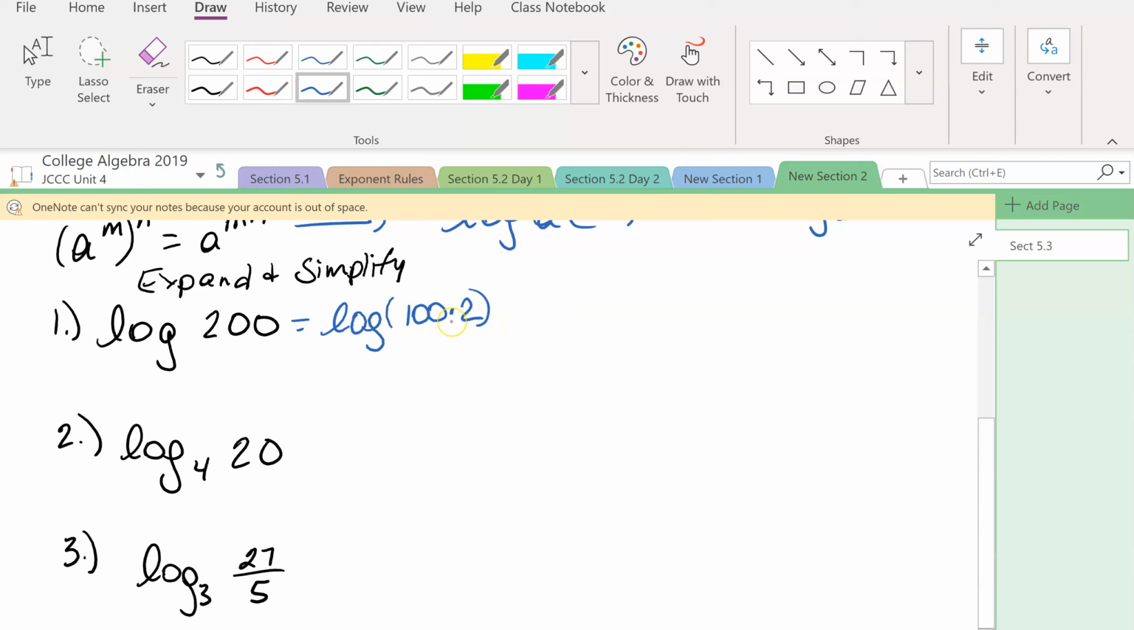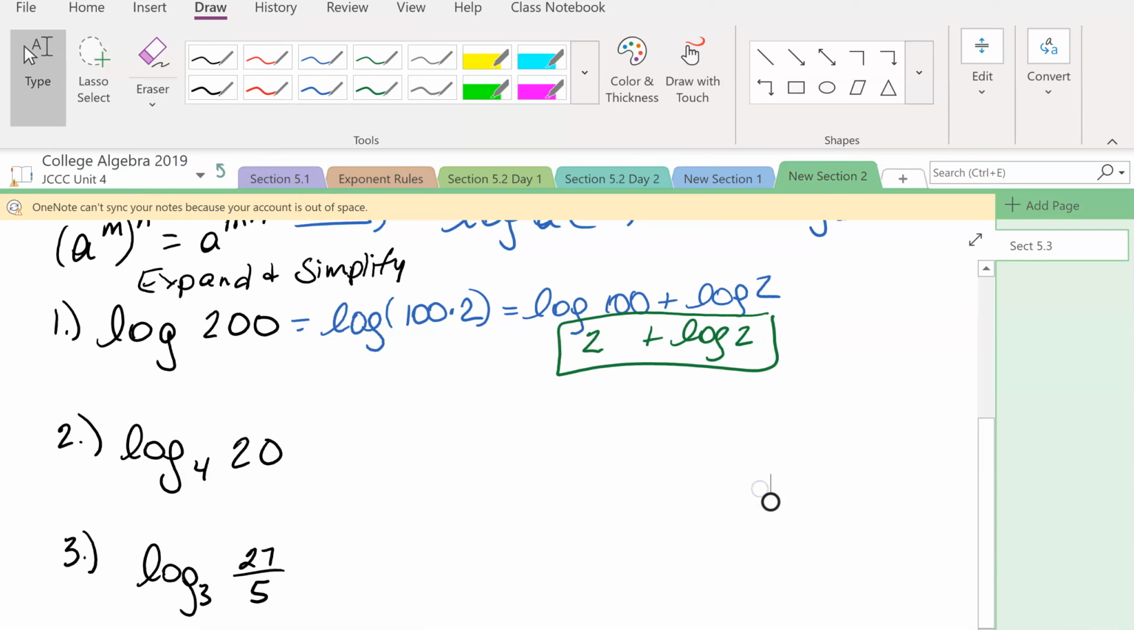Now it's multiplication. So we've got an argument that's being multiplied, so we can write that as log 100 plus log 2. Now log 100, base is 10, so 10 to what power is 100? Well, that's 2 plus log 2. Now that's simplified.